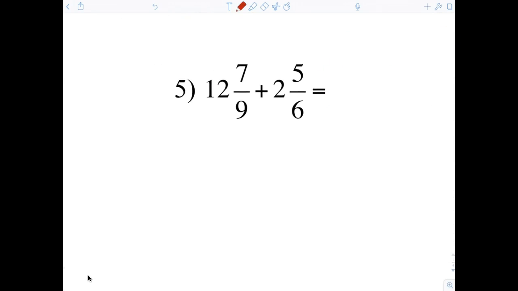This one should be pretty easy because they're both positive, which means we're just doing what? Adding. All right, now everybody together. 9 and 6, common denominator is 18.